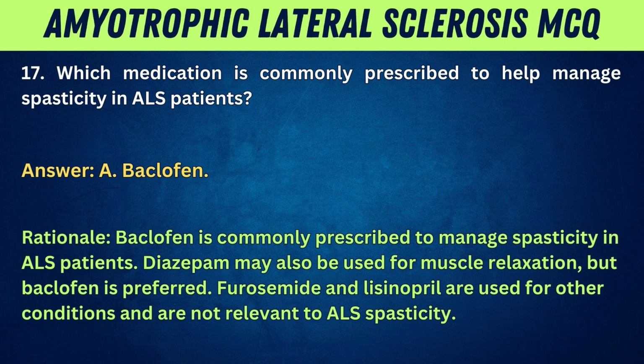Baclofen. Rationale: baclofen is commonly prescribed to manage spasticity in ALS patients. Diazepam may also be used for muscle relaxation, but baclofen is preferred. Furosemide and lisinopril are used for other conditions and are not relevant to ALS spasticity.